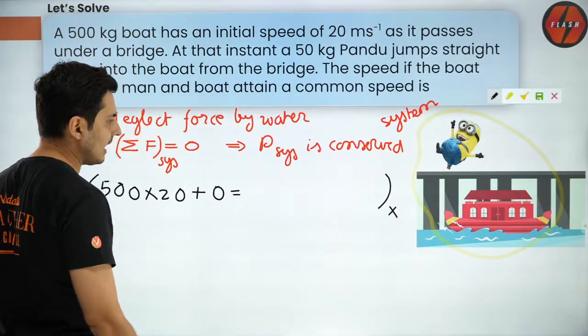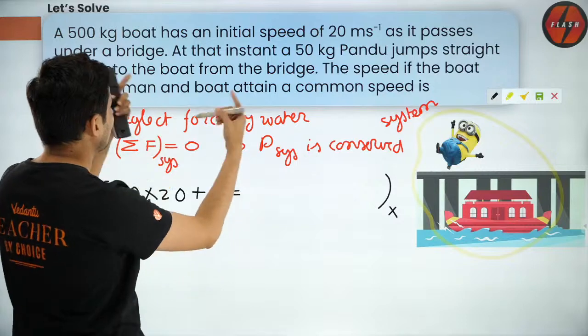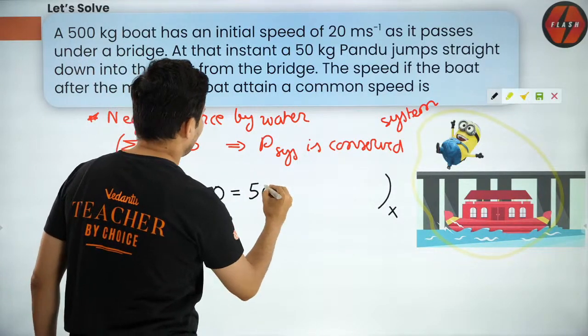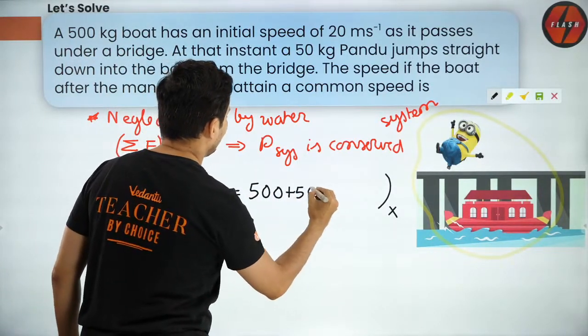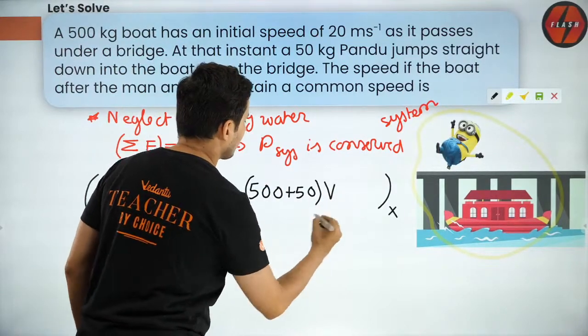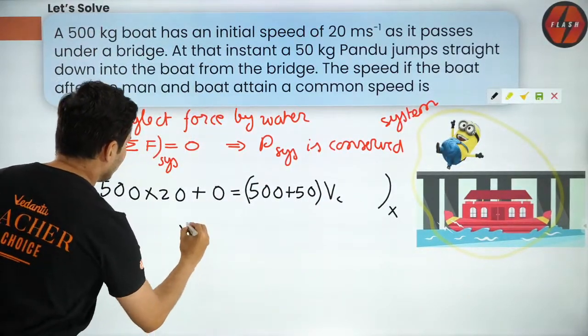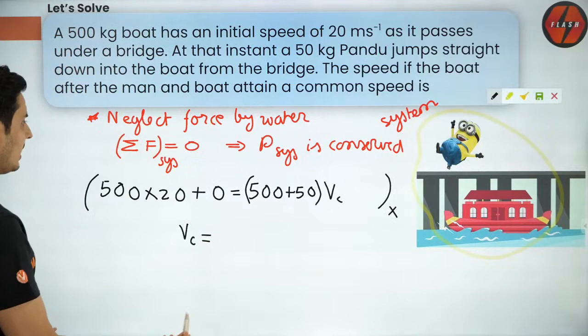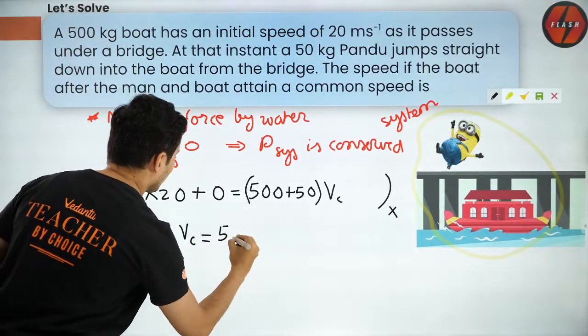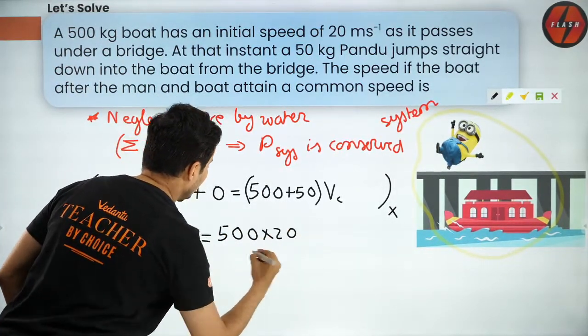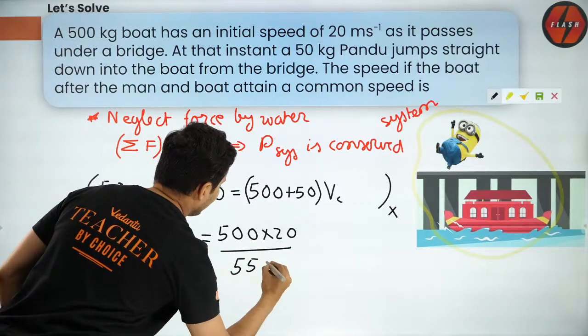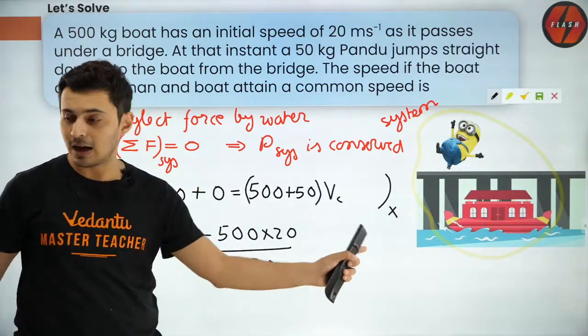So this is an x axis. What is the final momentum? Well, the total mass will be 500 plus 50 into the common velocity Vc. So just do that math, and Vc is going to be 500 multiplied by 20 divided by 550. I hope this is clear how we did this.